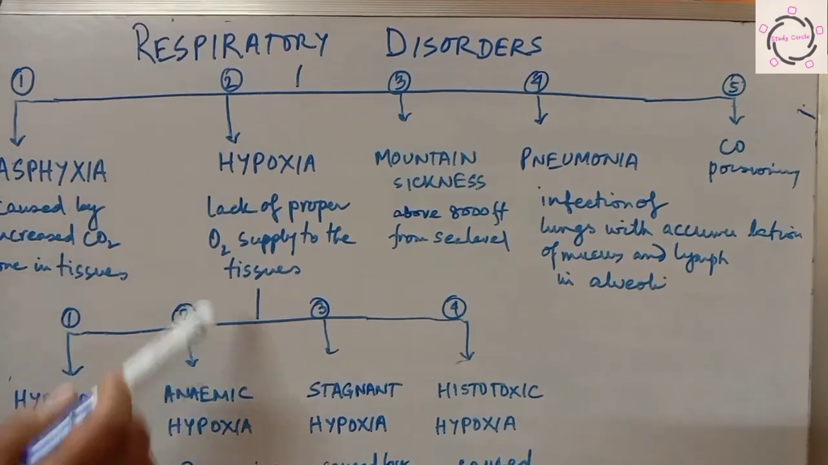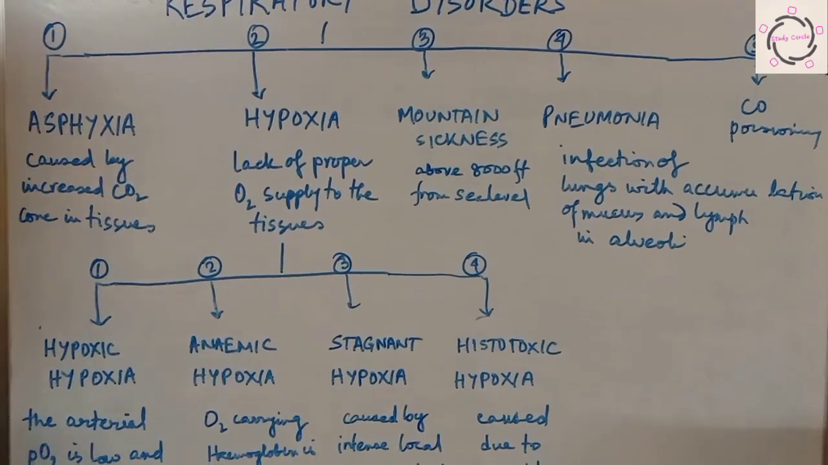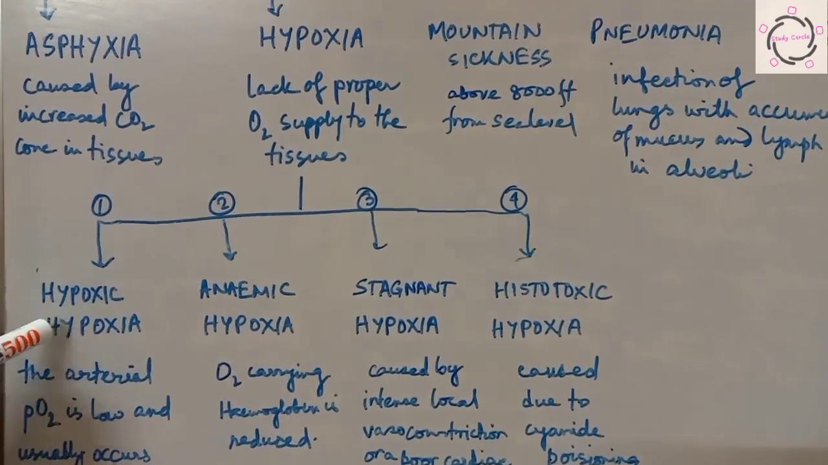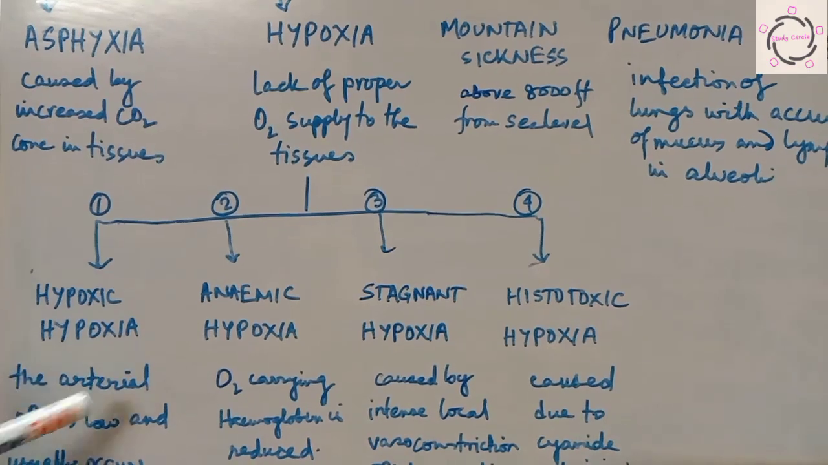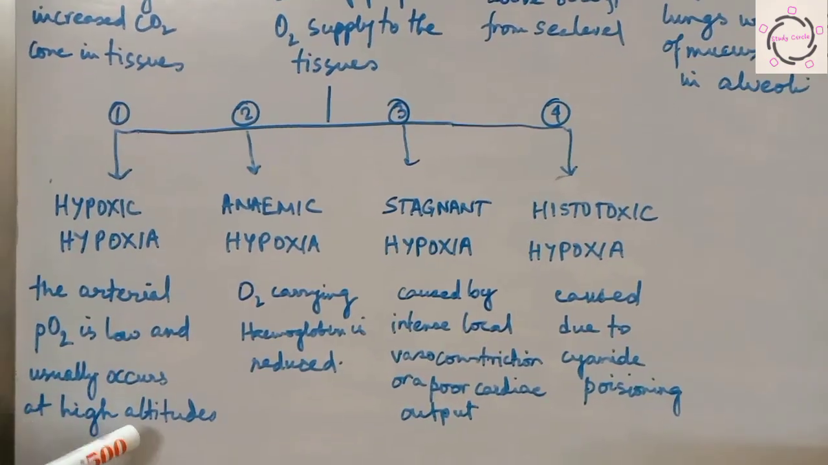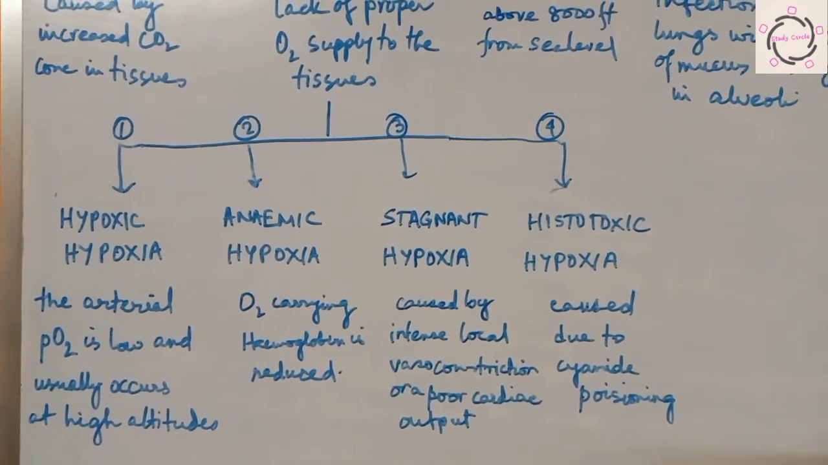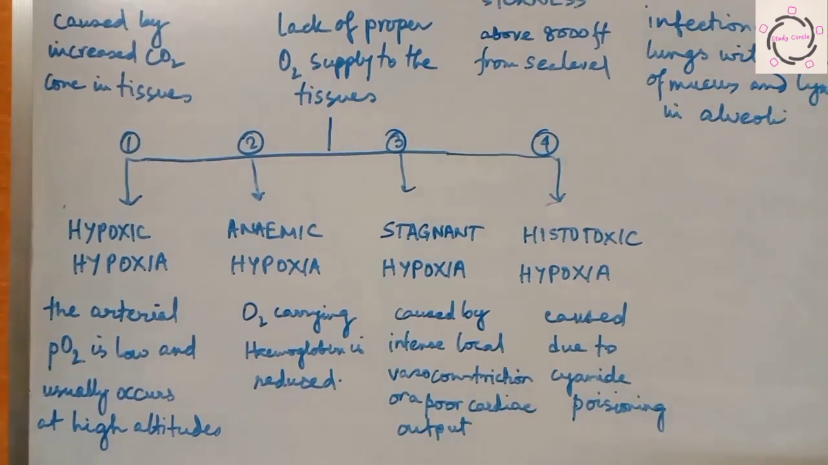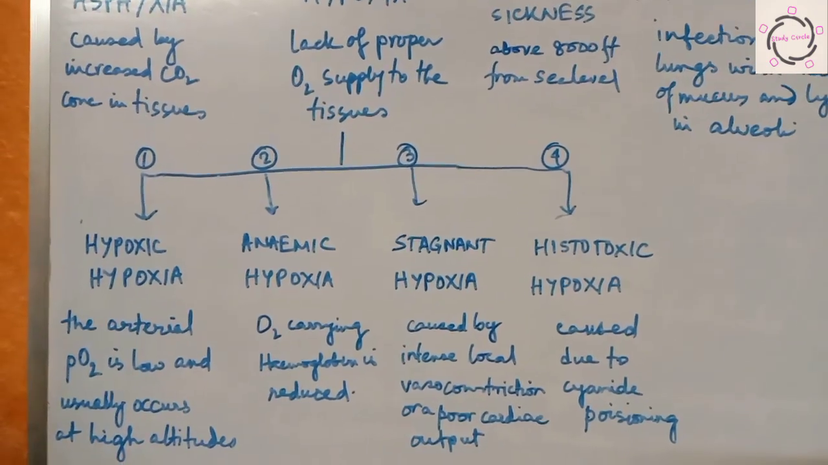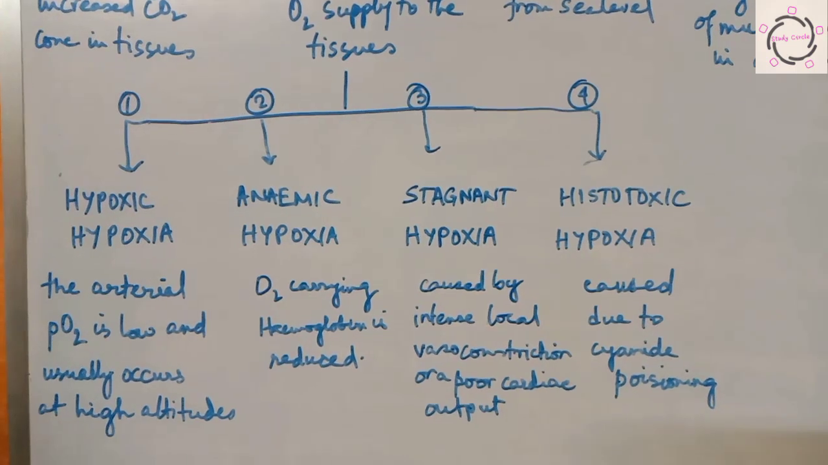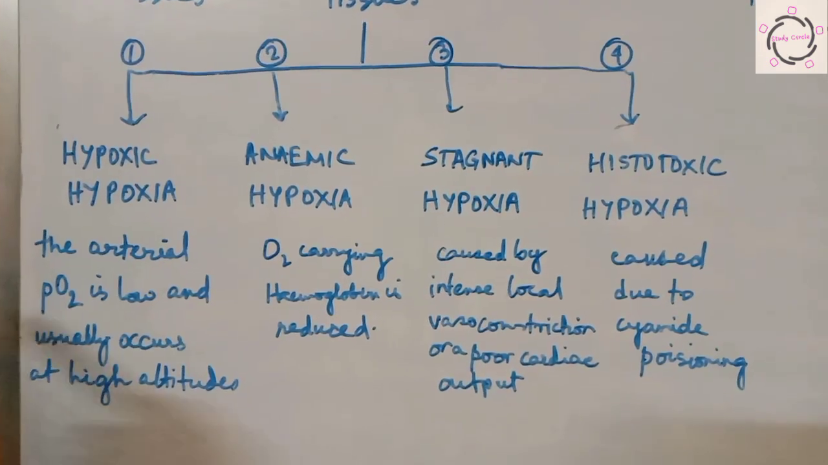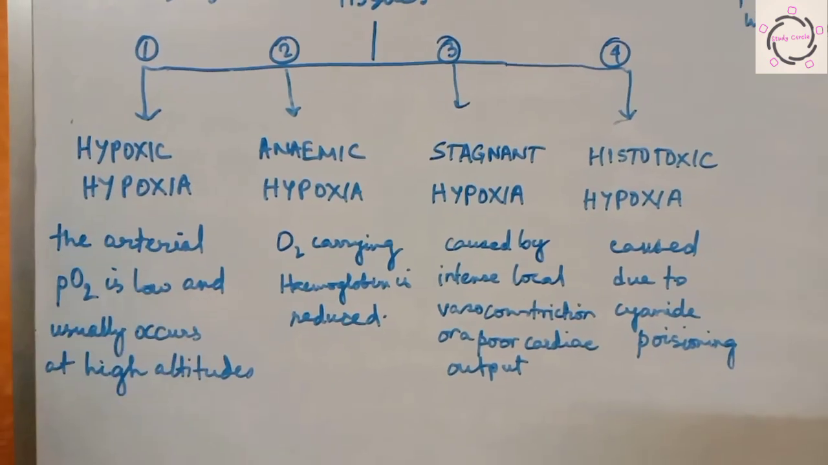Now hypoxia is divided into 4 types. Here, first is hypoxic hypoxia, in which the arterial partial oxygen pressure is low and usually occurs at high altitudes. Many times people feel this in mountain climbing. Because of arterial pressure, the partial oxygen pressure, PO2, is low, so they feel breathing problems. This is called hypoxic hypoxia.